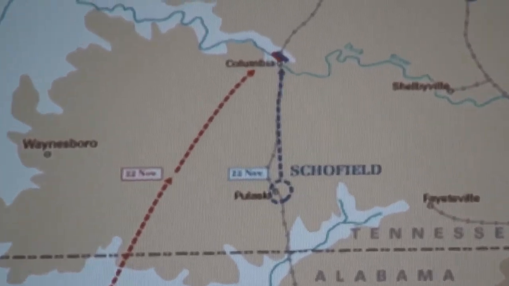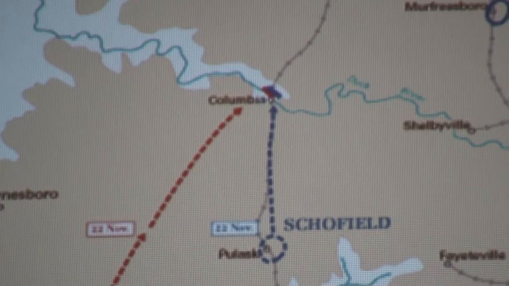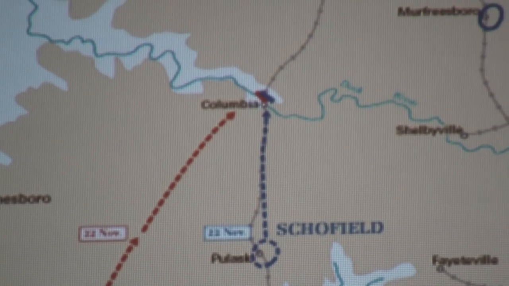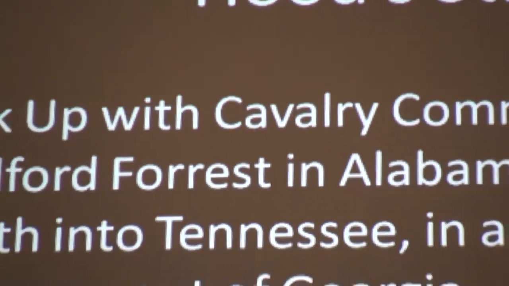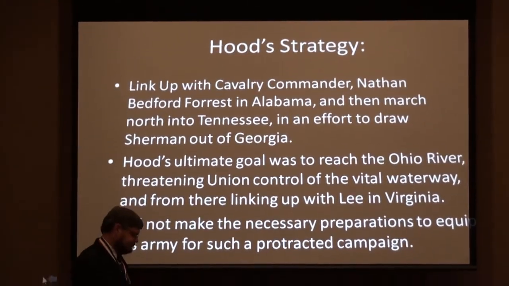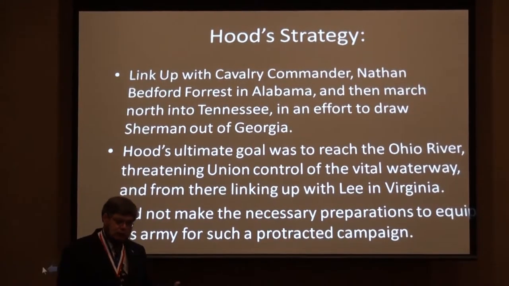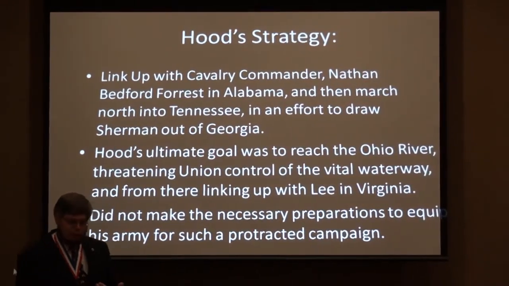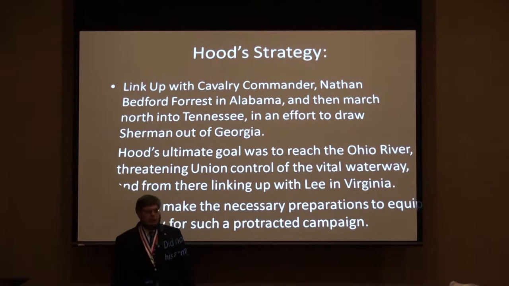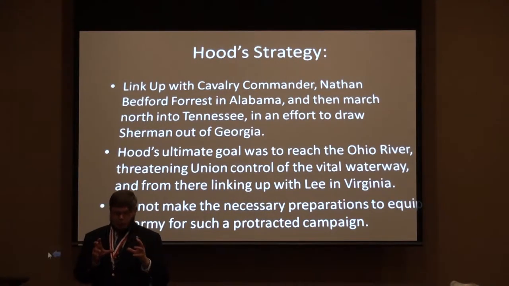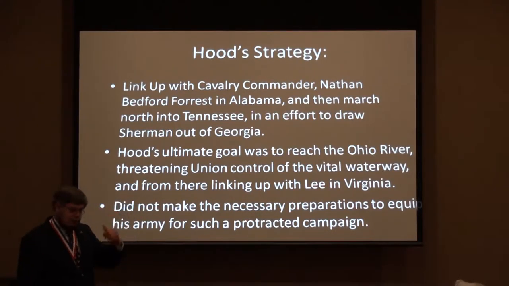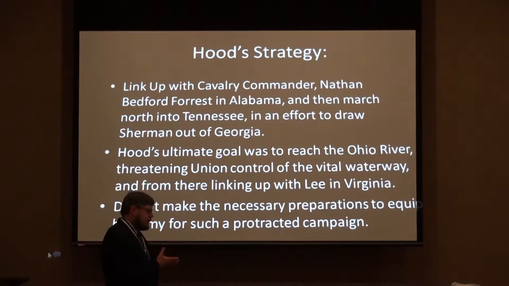But it becomes a race between Schofield and Hood, as to which one was going to reach the city of Columbia. That becomes the next objective. So there's the Hood strategy to link up with Forrest and then march north, with the idea of threatening not only Nashville, but ultimately the Ohio River. His ultimate goal was to link up with his old commander, Robert E. Lee, in Virginia. People asked, what would have happened had Hood taken Nashville? That was his plan, to keep on going north, reinvade Kentucky, and take that back.